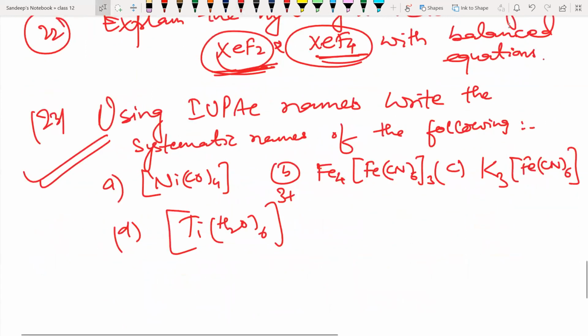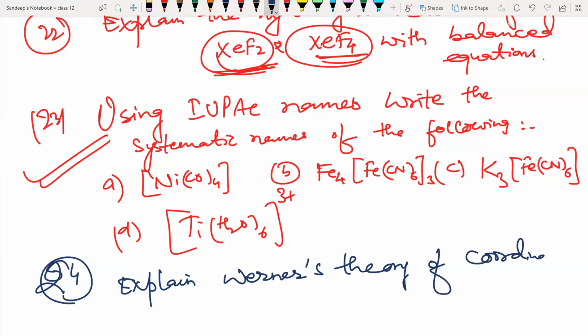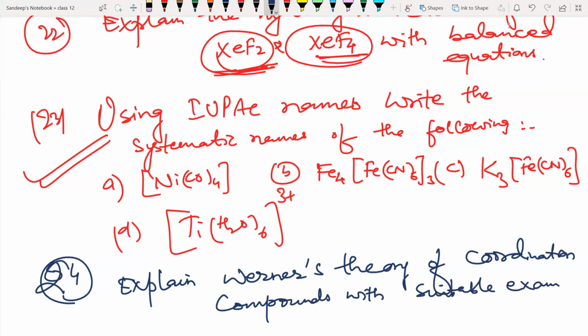You also have to remember another important question, that is question number 24. Explain Werner's theory of coordination compounds with a suitable example. It is repeatedly asked in exam. So this is also a very, very important question.